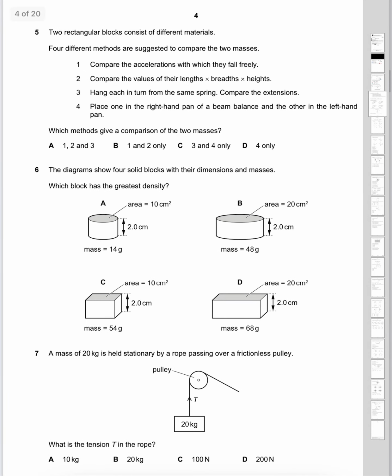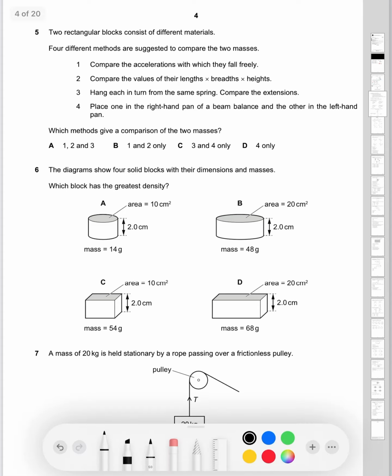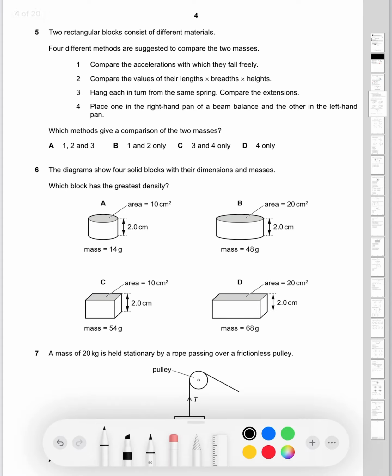2 rectangular blocks consist of different materials. 4 different methods are suggested to compare the two masses. Compare the accelerations with which they fall freely. Not really. Compare the values of their lengths. That would give us the volume. That wouldn't work. Hang each on the same spring.